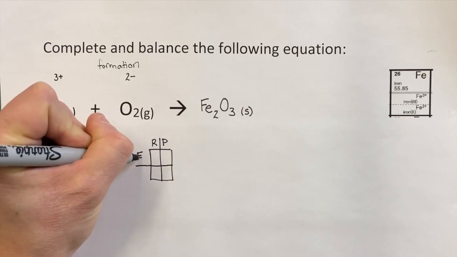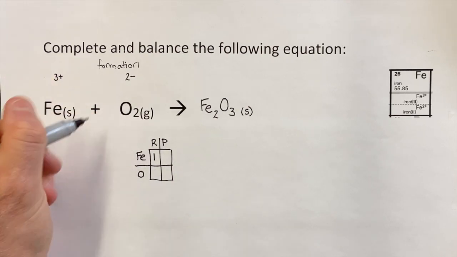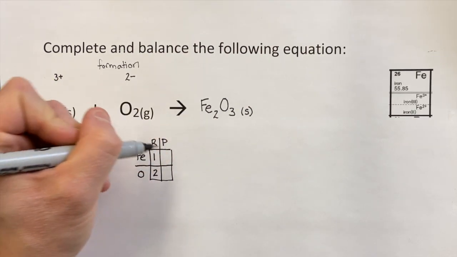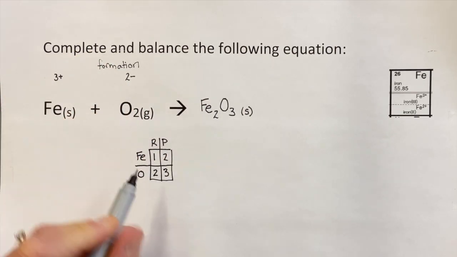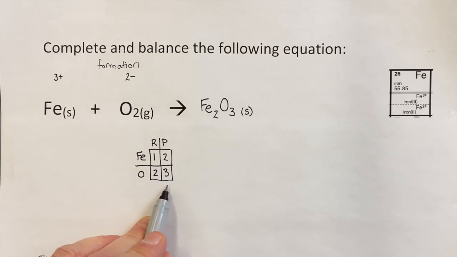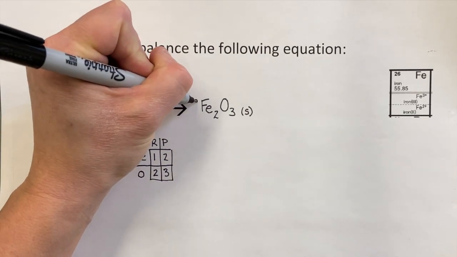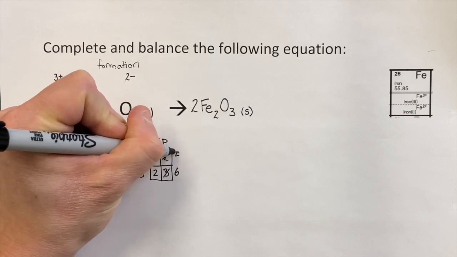I have iron and I have oxygen. I have 1 iron on the reactant side, 2 oxygens on the reactant side, 2 irons on the product side, 3 oxygens on the product side. I can see that this is going to be the trickier one to balance, so I'm going to balance it first. I'm going to have to go to the lowest common multiple of 2 and 3, which is 6. So 3 will need to be multiplied by 2. Remember that when you're balancing, you can only use coefficients, and the coefficient must go in front of the compound. So this changes my oxygen to a 6, and it changes my iron to a 4.